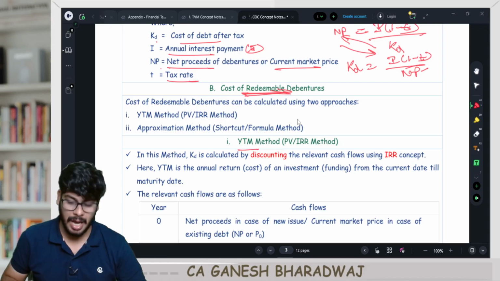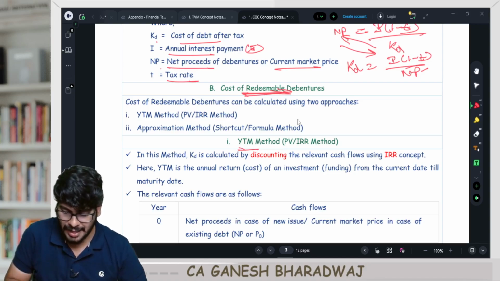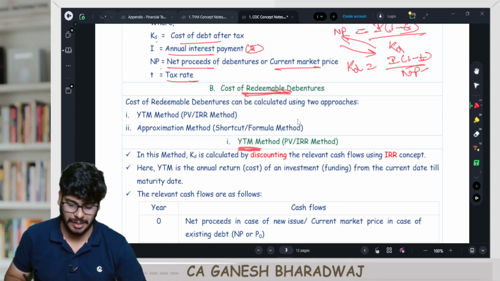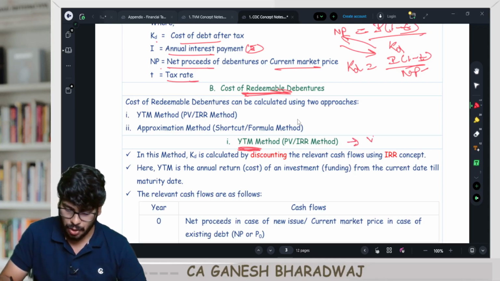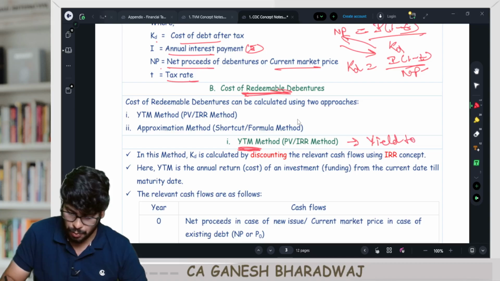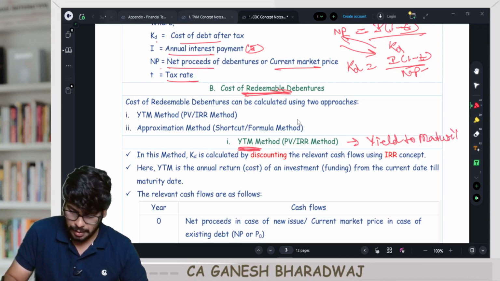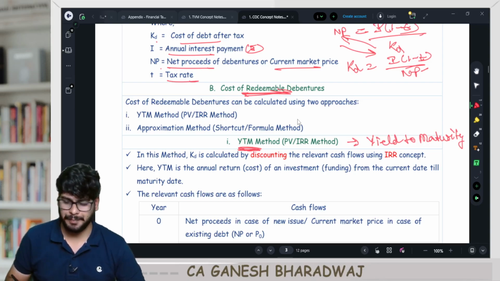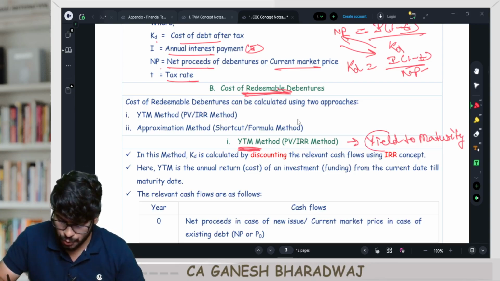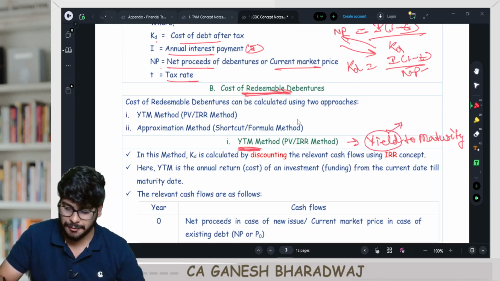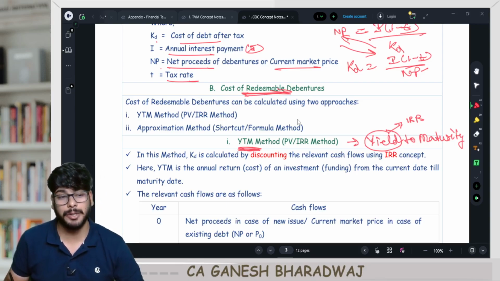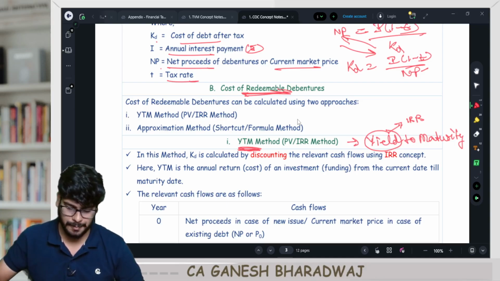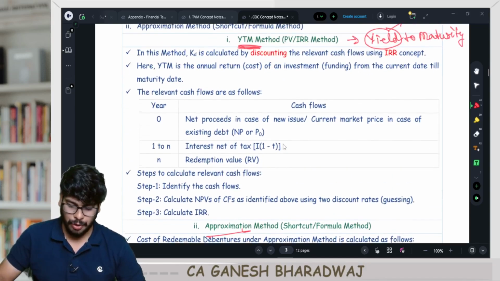First, we will do the IRR method. It is popularly known as the YTM method. YTM stands for yield to maturity. Write down somewhere, yield to maturity. Always remember, guys, whenever they use the word yield, it stands for IRR. You need to use the method of IRR. There is one more yield to maturity model in equity KE calculation. So remember, yield stands for IRR generally. Clear with this?